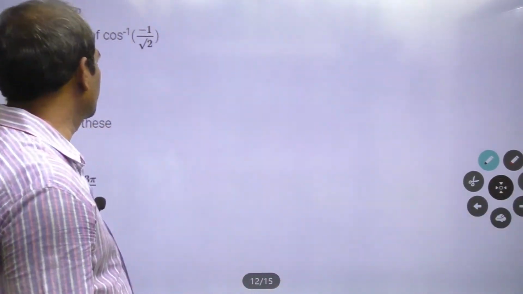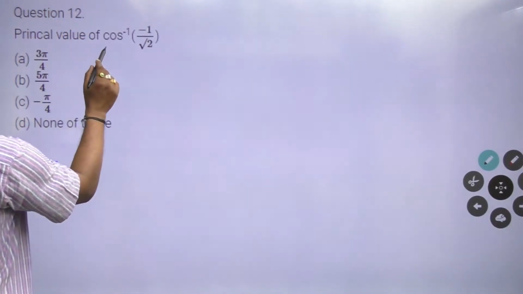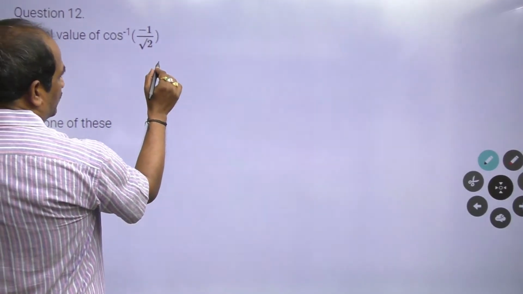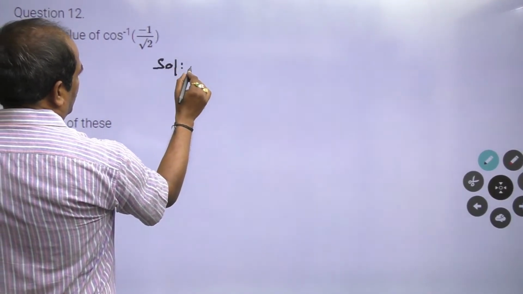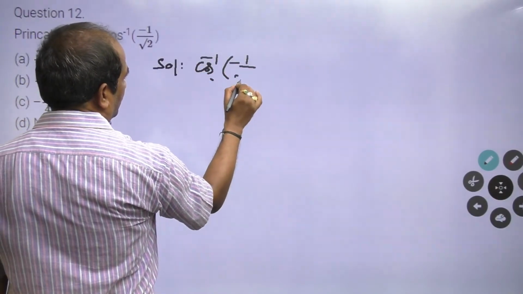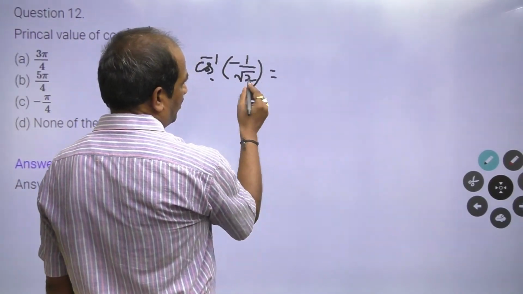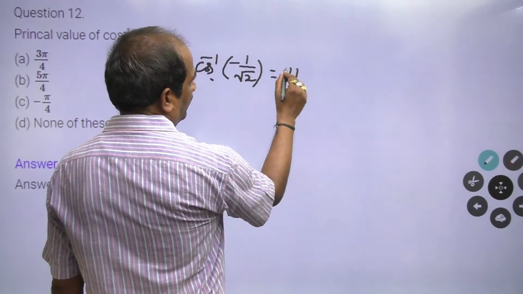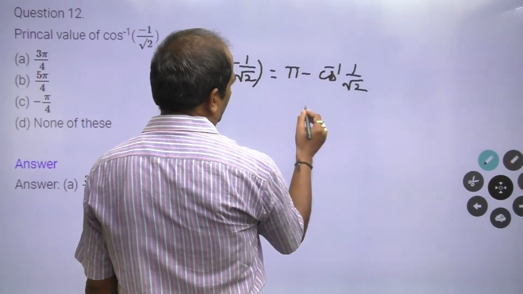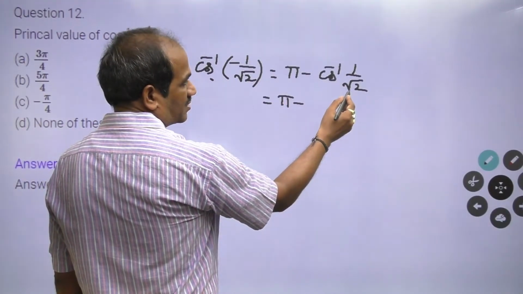In this next question, find the principal value of cos inverse of -1/√2. In the solution, cos inverse of -x formula is pi minus cos inverse of x. The x value is 1/√2, so that is equal to pi minus cos inverse of 1/√2, which is cos of pi/4.